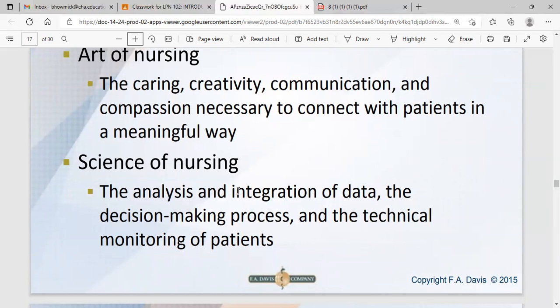It analyzes and integrates data, the decision-making processes, and also technical monitoring of patients. So nursing as a science is the body of abstract knowledge, and this arrived through scientific research or logical analysis. And the science of nursing is the scientific knowledge and skill in assisting individuals to achieve optimal health. And it is the diagnosis and treatment of the human response to actual or potential problems, right?